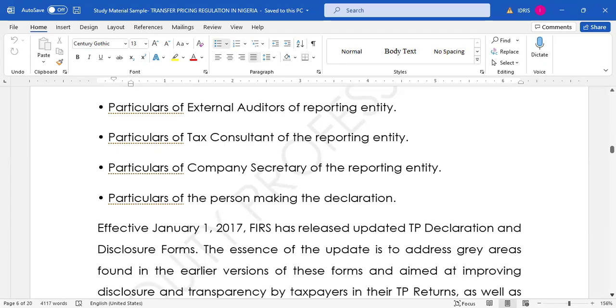So anytime you want to submit the transfer pricing disclosure or declaration form, all the information must be correct. Somebody has to be responsible, certifying that all this information provided by this company is true information about the company.